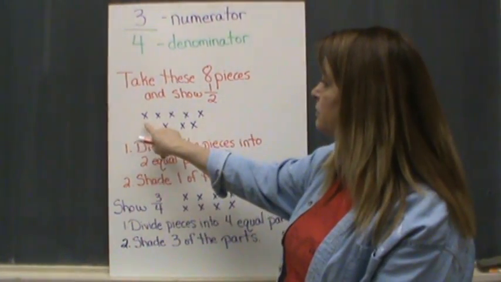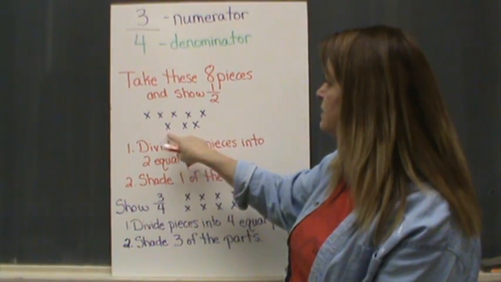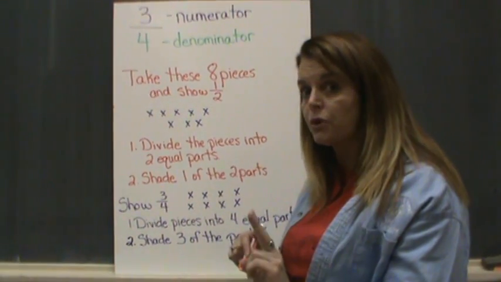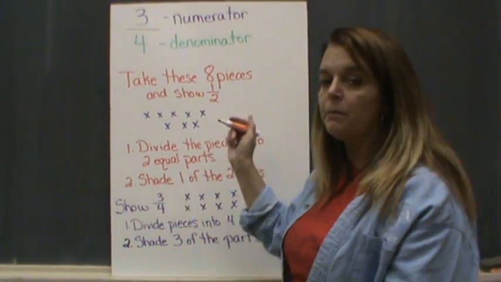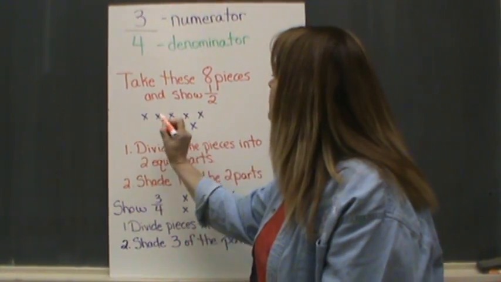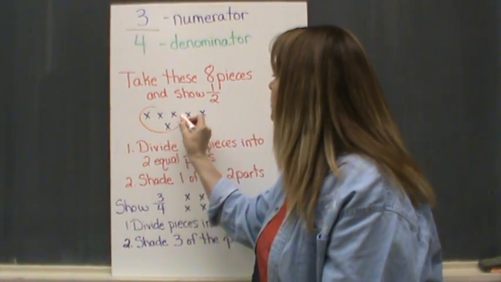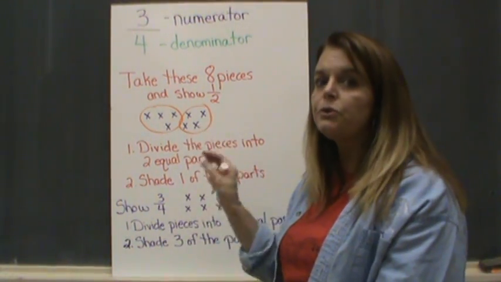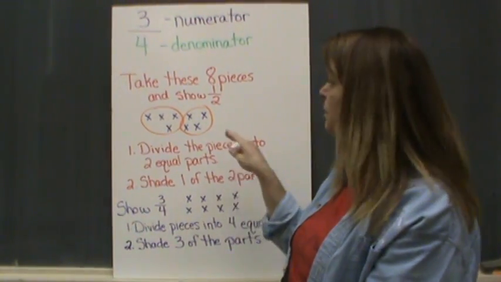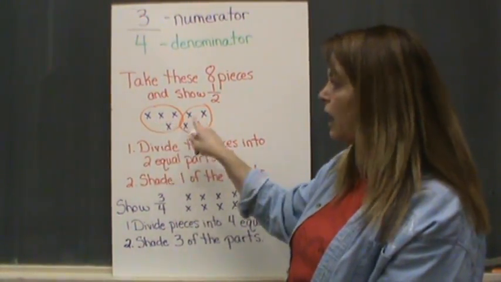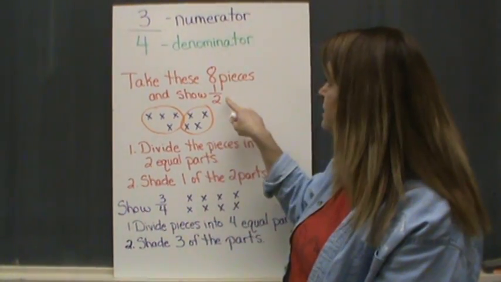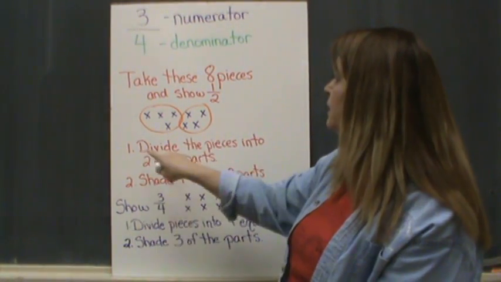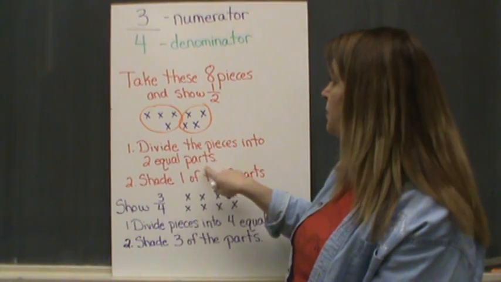So first let's count. 1, 2, 3, 4, 5, 6, 7, 8. I have 8 pieces and I need to get those 8 pieces into 2 groups. So 8 divided by 2 is 4. So I can do 1, 2, 3, 4. 1, 2, 3, 4. Now I have 2 equal size parts at the bottom. 2 equal sets. Each set has 4. But remember, my denominator told me I needed to get all these pieces into 2 groups. So I have divided the pieces into 2 equal parts.